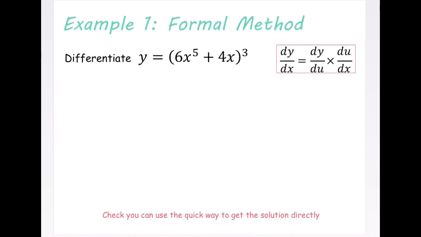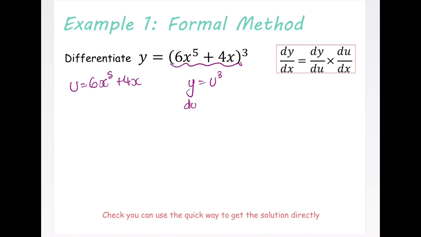Let's do some examples using the formal method. So here we're going to use a bit of substitution. I'm going to look at what's easy to differentiate. That's this bit here. So let's call that u equals 6x to the power of 5 plus 4x. And then therefore y equals u cubed. So y is now really easy, straightforward to differentiate.